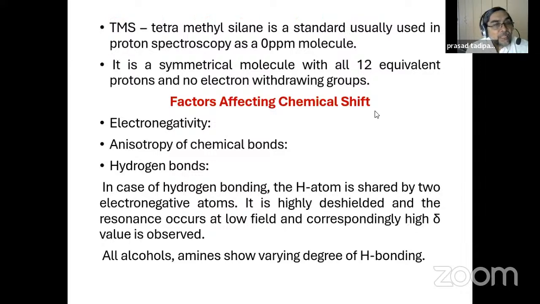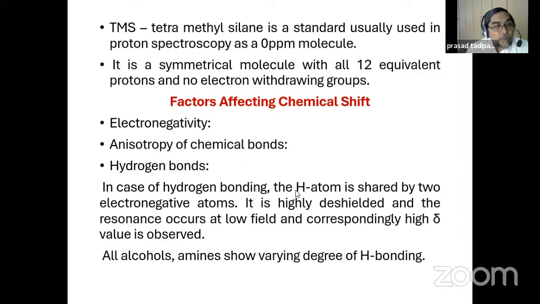So what are the things that will affect the chemical shift? Anisotropy of chemical bonds, electronegativity, and hydrogen bonds. In the hydrogen bonds, OH, CH2 and CH3 are different hydrogen bonds. So that's why you will get a different chemical shift.